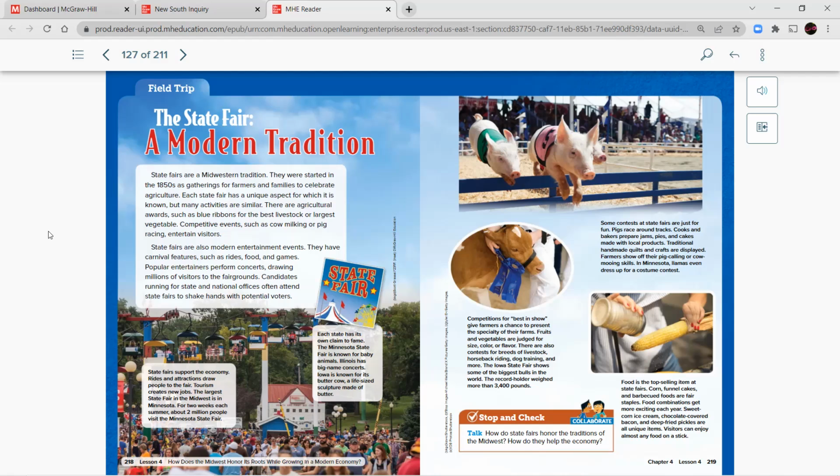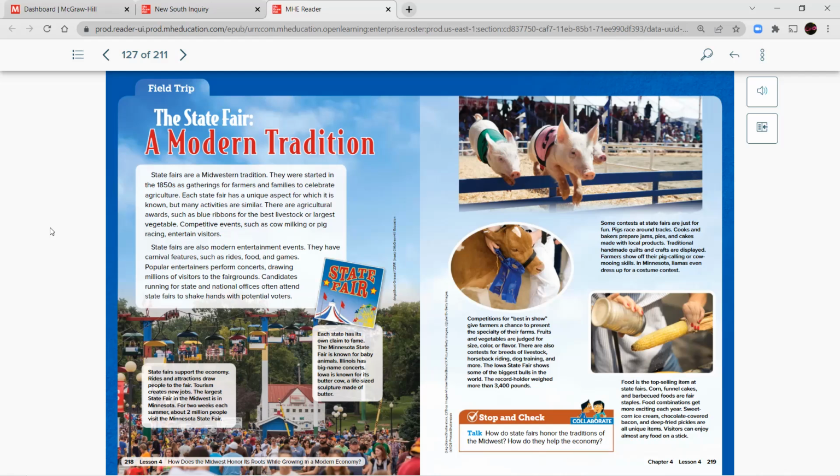State fairs are also modern entertainment events. They have carnival features such as rides, food, and games. Popular entertainers perform concerts, drawing millions of visitors to the fairgrounds. Candidates running for state or national office often attend state fairs to shake hands with potential voters. State fairs support the economy.